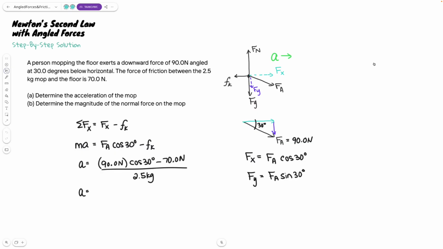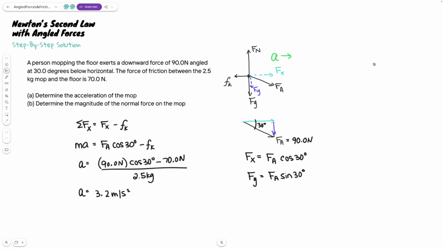Okay, so what do we get here? 90 newtons times cosine 30 minus 70, divided by 2.5, gives us about 3.2 meters per second squared. All right, so there's our acceleration. We found that again just by finding the x component of our applied force, subtracting friction, and dividing by the mass.